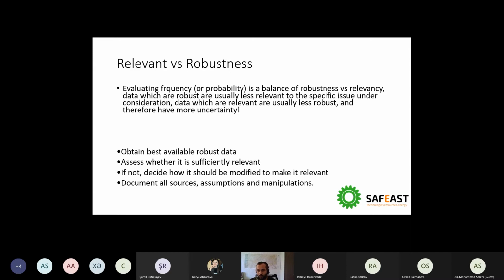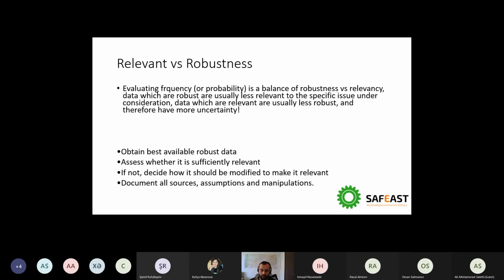Sometimes you may find data which is very robust, like you have seen in OGP reports. Very robust data, but usually this robust data is less relevant to the specific issue you are chasing. On the other hand, when you are using very relevant data for your specific case from your specific site, most of the time it is less robust because you do not have much past experience behind that.